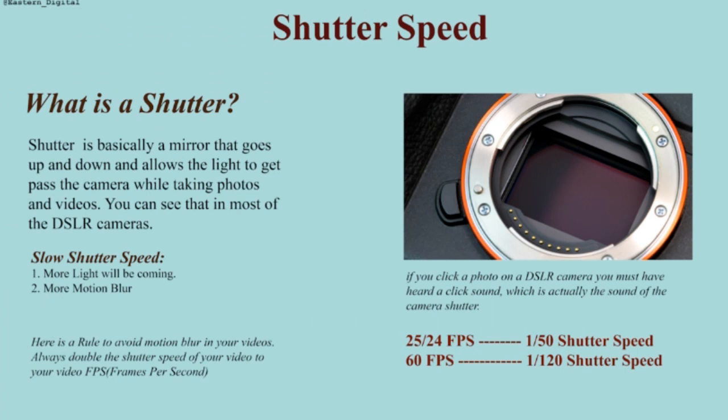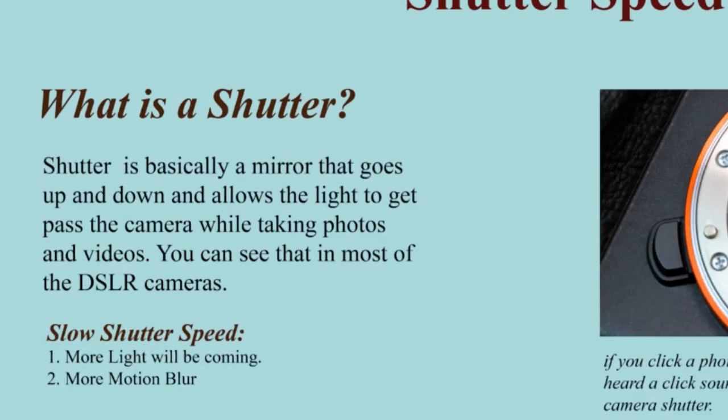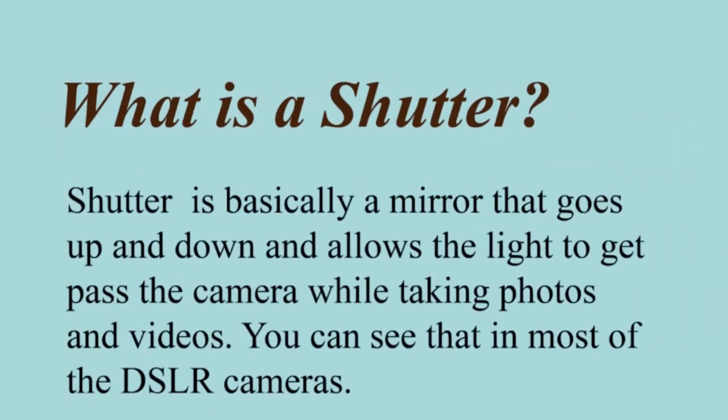Hi everyone, in this video we are going to learn about shutter speed. But before that, first of all, let us understand what a shutter speed is. A shutter is basically a mirror that goes up and down and allows light to get past the camera while you are taking photos or videos.